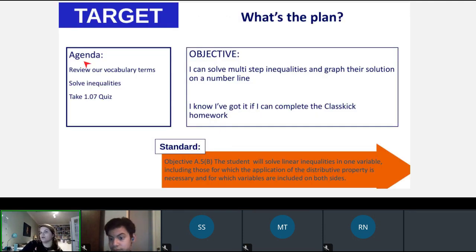So today we're going to review our vocabulary terms. We just did that. We're going to work on solving inequalities. And then if you have not taken your 1.07 quiz or done your 1.07 homework, I'm going to give you a few minutes at the end to go and do that. So today you're going to be able to solve multi-step inequalities and graph their solution on a number line.